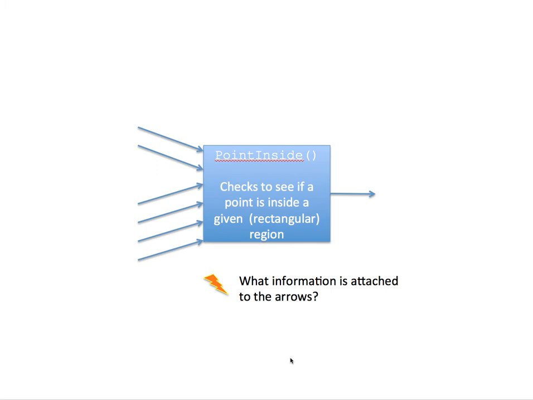Pause the movie and attach labels to each of the arrows going into and coming out of the function. So this function takes in 6 pieces of information and it returns 1 piece of information. But what are the labels attached to each of these arrows?